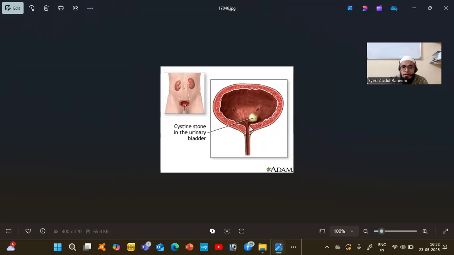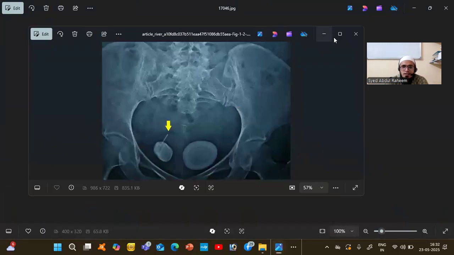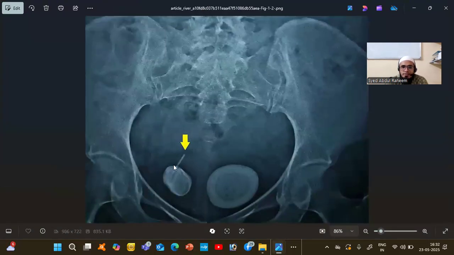There is very severe pain sometimes while urinating, or after urinating, or before urinating. Three symptoms may occur to the patient. You can see the scan X-ray. Here you have the stone, which you can easily see in this X-ray. This is a KUB X-ray. Sometimes only the bladder is seen, but this is a KUB X-ray.